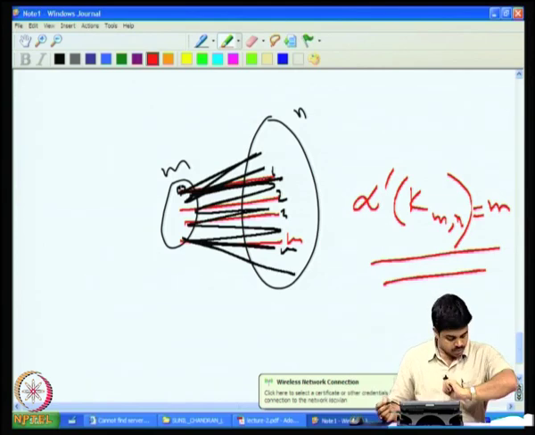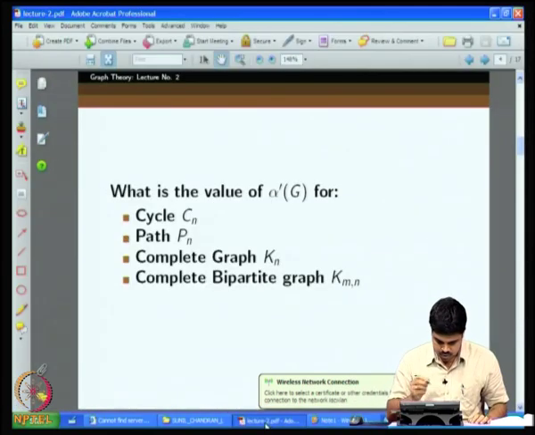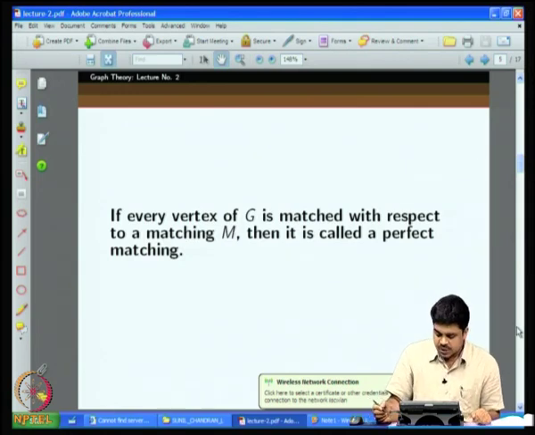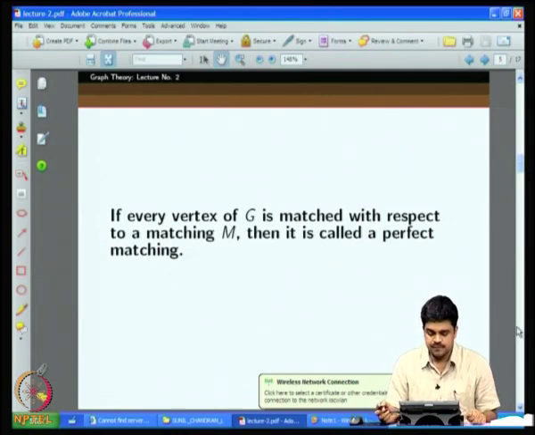Now again, going back to the slides. So let us see here a new definition. A matching is a perfect matching if every vertex in the graph is matched by that matching.